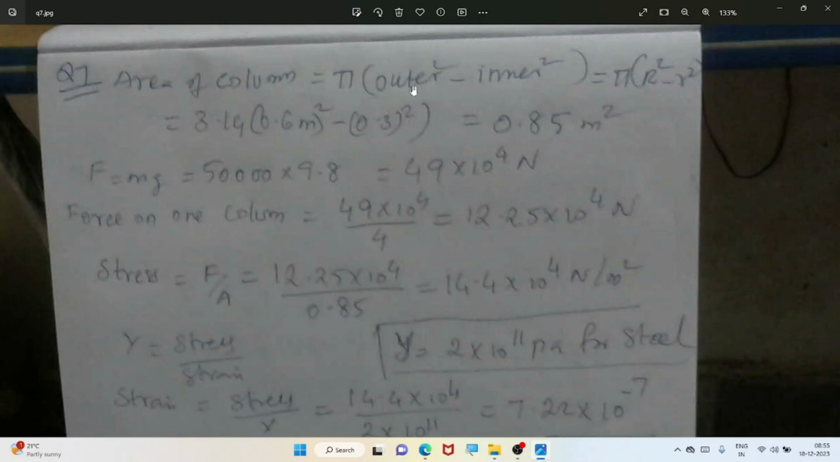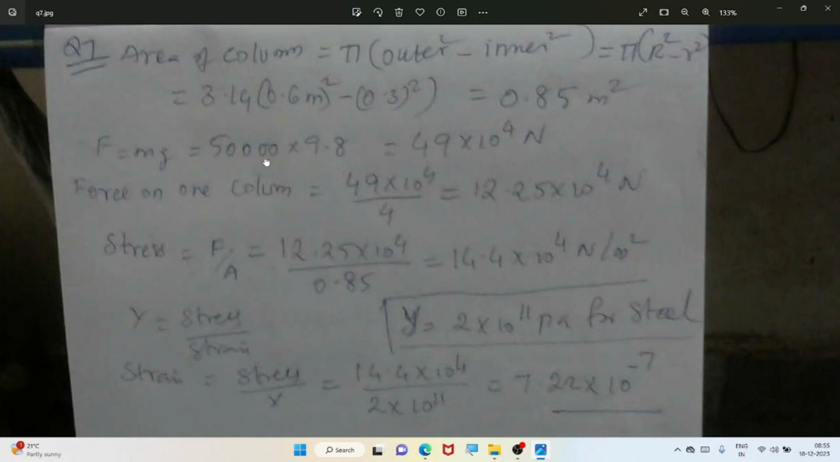Area, this is the outer minus inner radius. Outer 6.6 meter, that is 60 centimeter. This is the load, mass into G, the gravitational force on the four columns. This is the total force, so divided by 4 gives the force on each column.